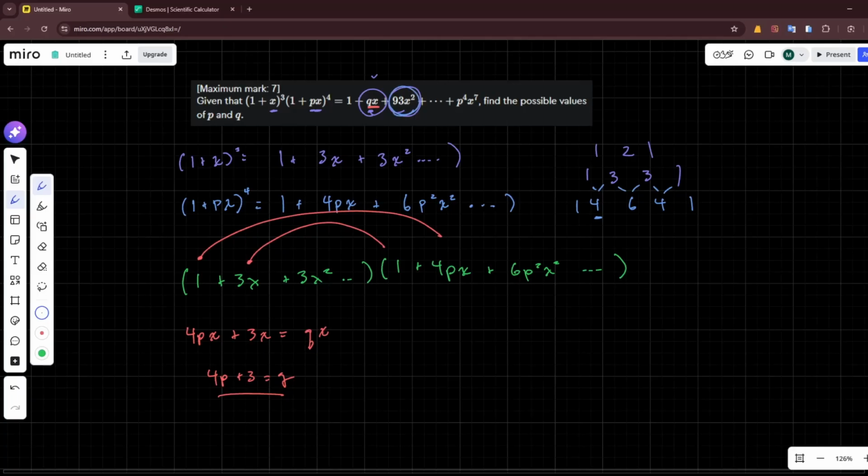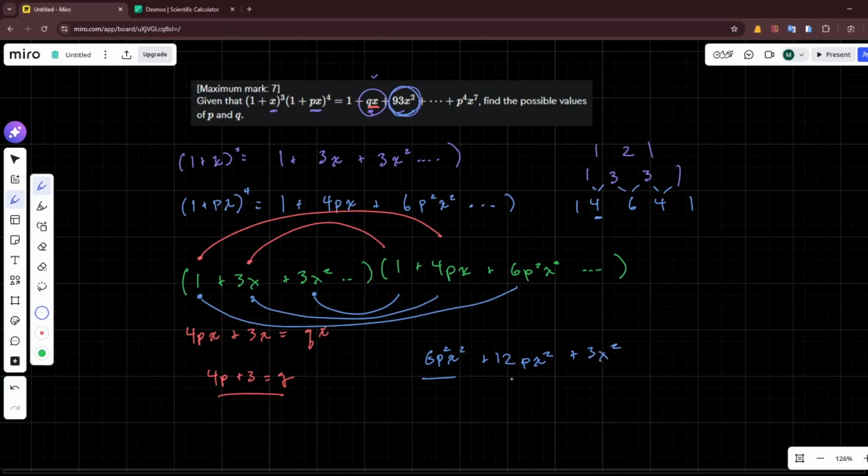So I'm looking at what can I multiply different terms by in order to get an x squared. So if we start with our 1, which is here, I can multiply that by 6p squared x squared to get a term. So just pick 6p squared x squared times 1. That's an x squared term. 3x, I can multiply by 4px. That's going to give me 12px squared. And then the next one is 3x squared times 1. That should just give me 3x squared. So these are the three parts of my multiplication that all have an x squared in them.